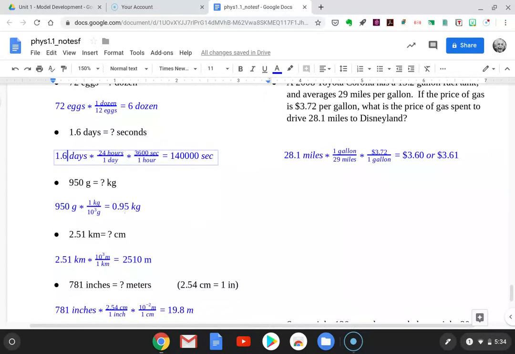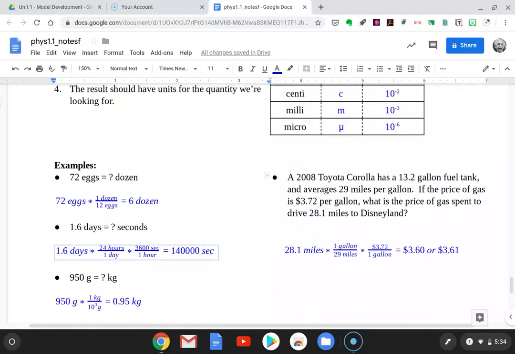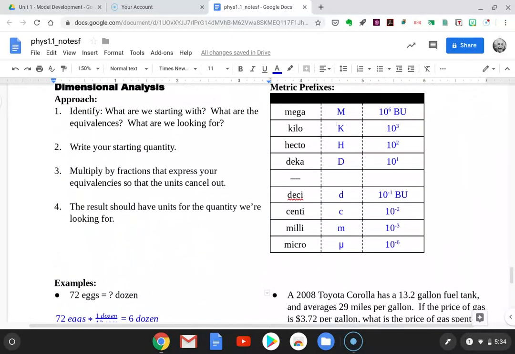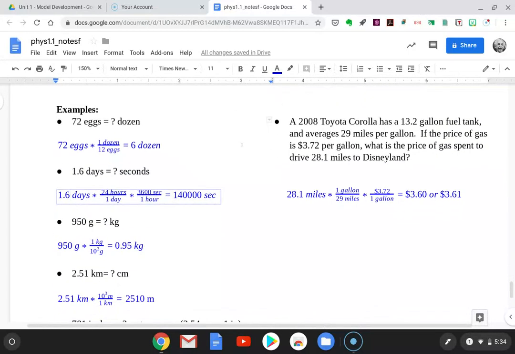950 grams is equal to how many kilograms? I start with the number I'm given, 950 grams. I need an equivalent statement that's going to relate grams and kilograms. And again, from up here, here's my kilo prefix. So I know that 1 kilogram is equal to 10 to the third of my base unit. My base unit there is grams. So I know 1 kilogram is 10 to the third grams. And again, I want the grams on the bottom, so they cancel. So I take 950 divided by 10 to the third, and I get 0.95 kilograms.